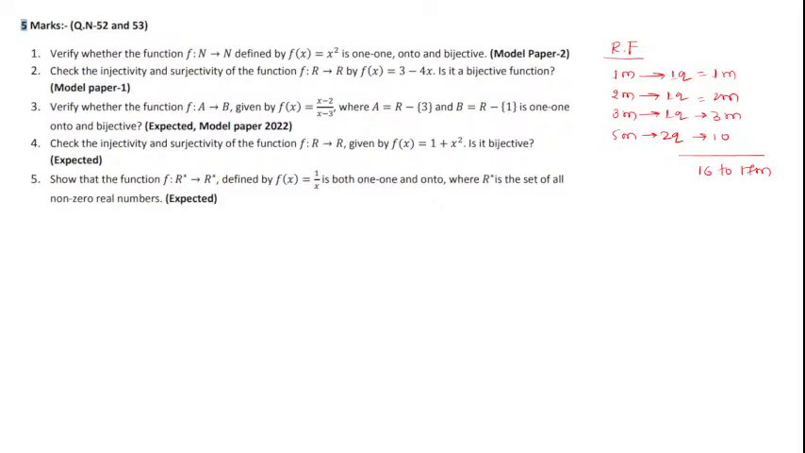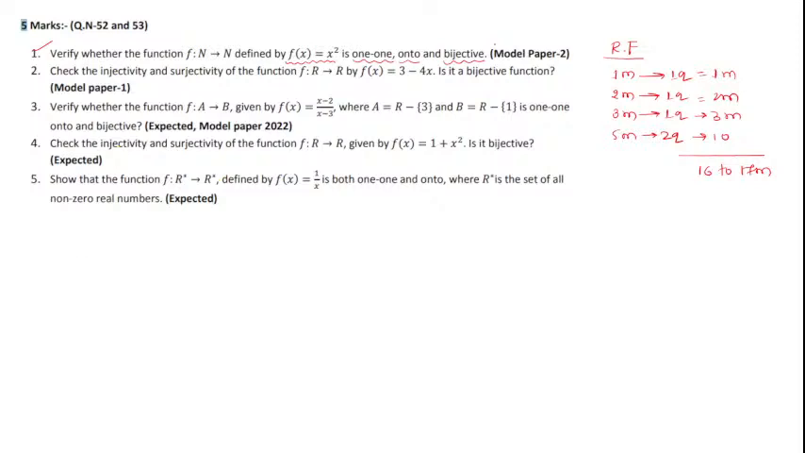So in this video we will see 5 marks fixed questions, which are asked from your previous year question papers and also expected questions here. So here is the first question. Verify whether the given function f from natural numbers to natural numbers defined by f of x is equal to x square is 1-1, onto and bijective or not.